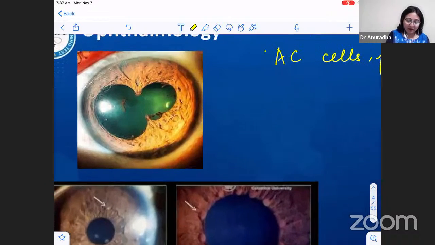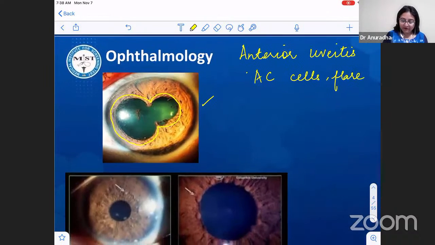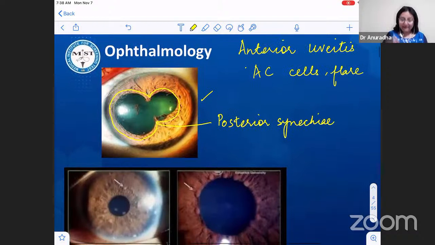Then can you tell me what you see in this image, friends? You can get an image like this also. Here you are seeing that your pupil has become irregular because the iris is adherent to the lens. So if they tell you to mark this lesion, these are posterior synechiae, friends. Absolutely right. Then this was a question in the last exam.